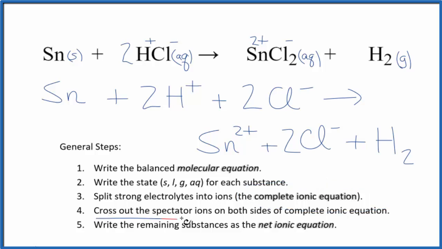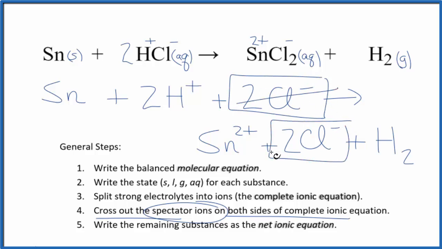Now we can cross out spectator ions. They're on both sides of the complete ionic equation. We have tin here, then we have the tin 2 ion. These are different. Can't cross those out. 2H plus is different than H2. But 2Cl minus in the reactants and then in the products, that we can cross out. These are our spectator ions. What's left? That's the net ionic equation for Sn plus HCl.